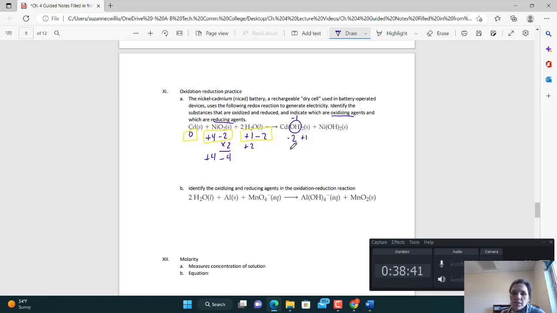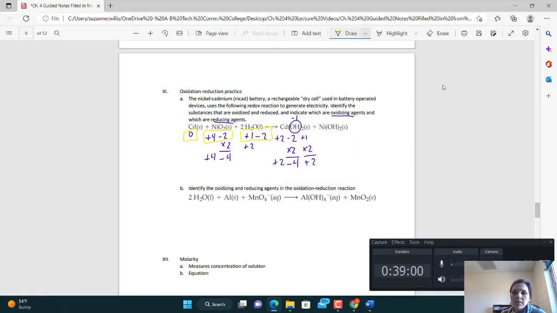There's 2 oxygens, so that's -4. There's 2 hydrogens, so that's +2. We need to overall be neutral here. So what are we lacking? We need a +2 to be neutral. See that? So cadmium is +2.